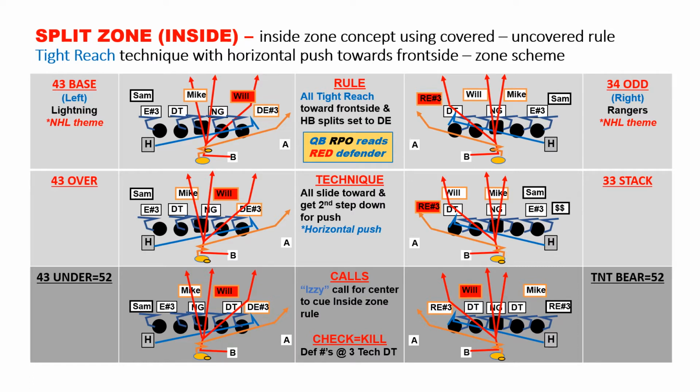All right, our first one here is the zone family, split zone or inside zone. This is the way this will be set up all the way through. The rules, techniques, and the calls are in the middle there. And then on the left-hand column is the even fronts, and on the right-hand side then against odd fronts. Rule for split zone is going to be an all tight reach, and we're going to use a technique where we're going to slide step with our play side foot towards and then get that second step down for our push. We're working double teams here, so the call is Izzy and would be left or right.